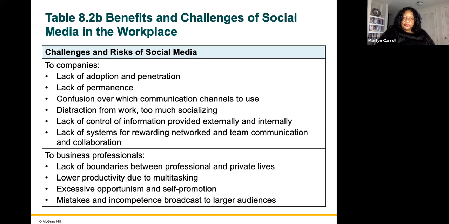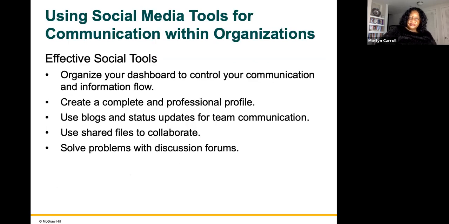To companies, there's lack of adoption and penetration, lack of permanence, confusion over which communication channels to use, distractions from work, too much socializing. There could be a lack of information provided externally as well as internally. And then there are lack of systems for rewarding networked or team communication and collaboration. To business professionals like yourself, there's lack of boundaries between professional and private lives. There's lower productivity due to multitasking sometimes, excessive optimism and self-promotion, mistakes and incompetence broadcast to a larger audience.